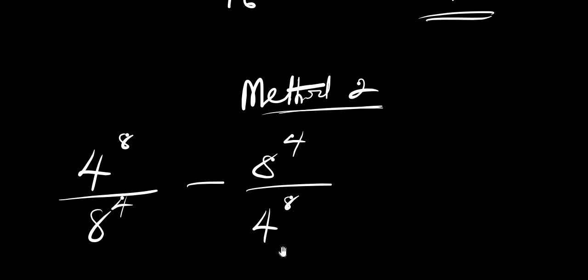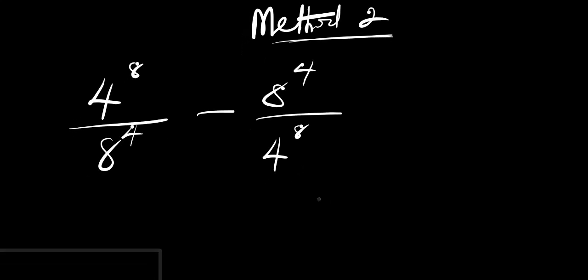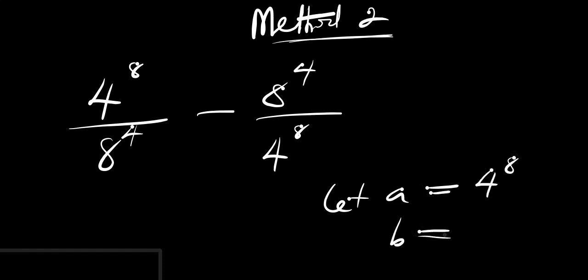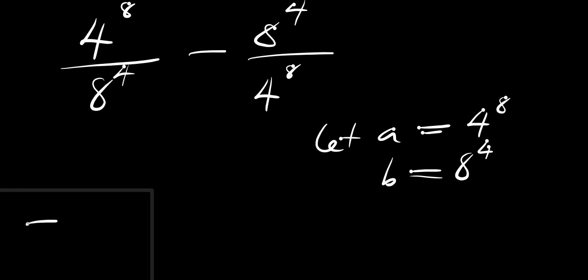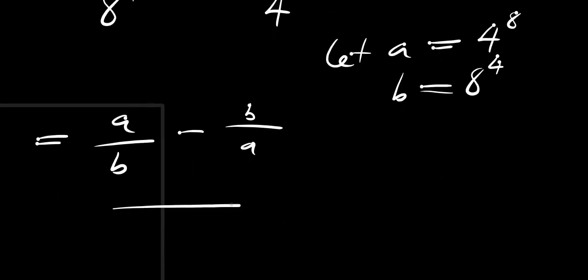Okay, now in this second method, what we're going to do is we can say let A equals 4 power 8 and B equals 8 power 4. If that is the case, that means we're going to have A divided by B. Then we have minus B divided by A. And going by this, we can find the LCM. And the LCM is here, AB. So we divide AB by B, we are going to have A left, A times A, A squared, minus AB divided by A, again is B, B times B, we have B squared.